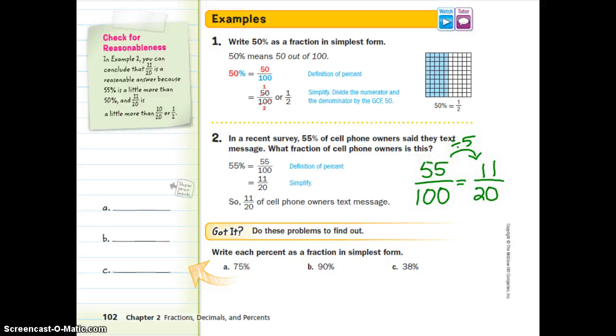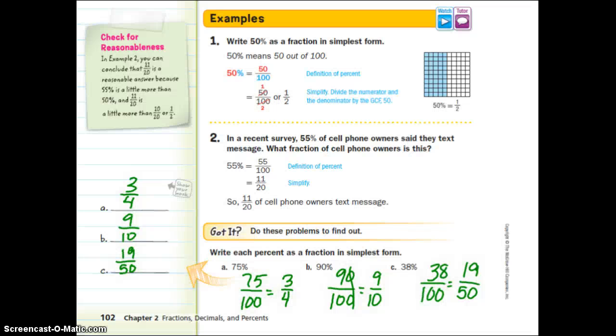Get it, gotta go. Pause the video. Did you get what I got? 75 over 100 is 3/4. 90 over 100 is 9/10. And 38 over 100 is divisible by 2. So that's 19/50. All right, let's keep going.